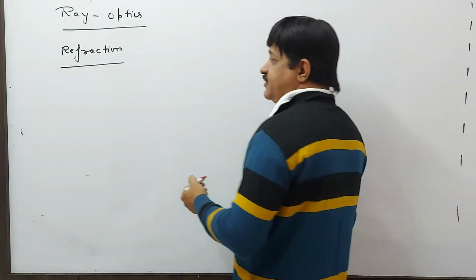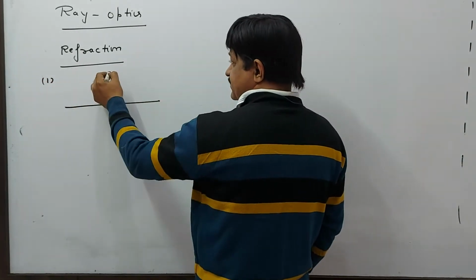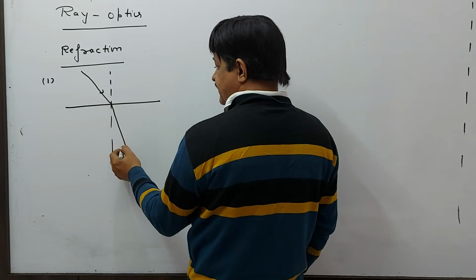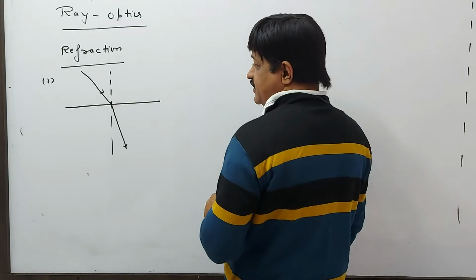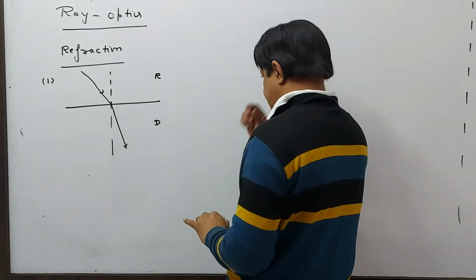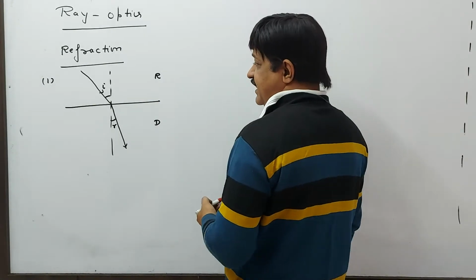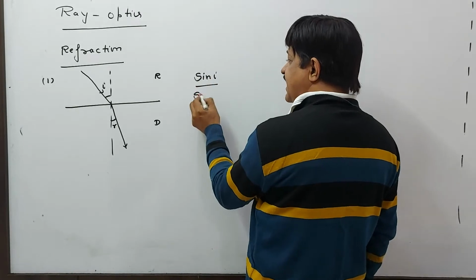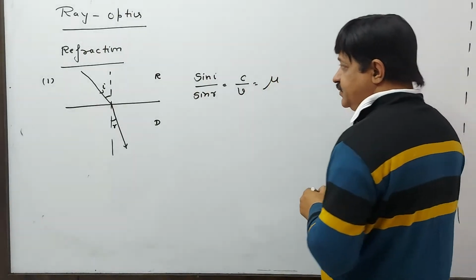And when you deal with the concept of refraction, the first thing is, when light travels from one medium to another, there is bending of light from its original path. If this is rarer and this is denser, then it will move towards the normal. If this angle is I and this angle is R, then the most important law, which is called Snell's law, is sine I upon sine R, which must equal C by V, and you call it mu.